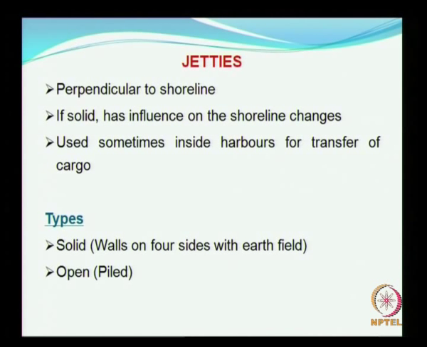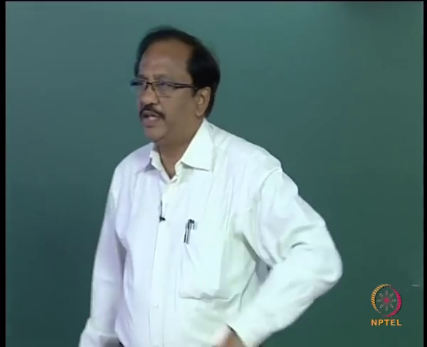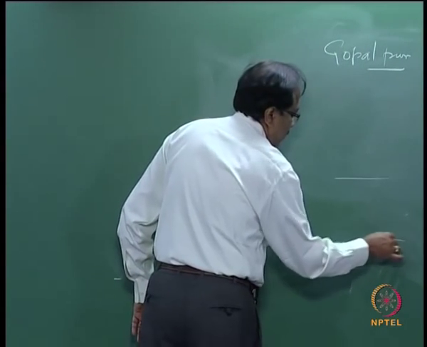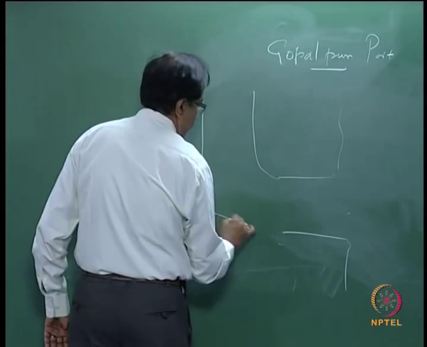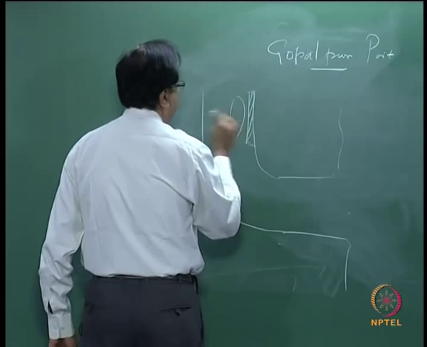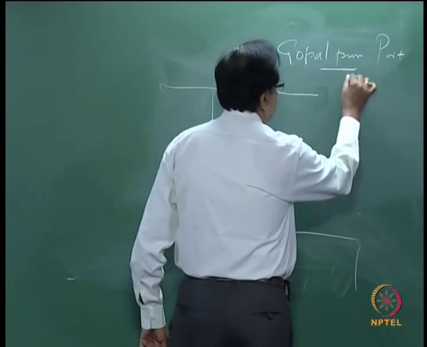So let me give you an example of Gopalpur port. Gopalpur port is situated along the east coast of India. This is only an example to show what a jetty is. So here, this is the ocean, this is the berthing area wherein you have the vessels coming and berthing here. Okay, these are all land. Now this is the shoreline.